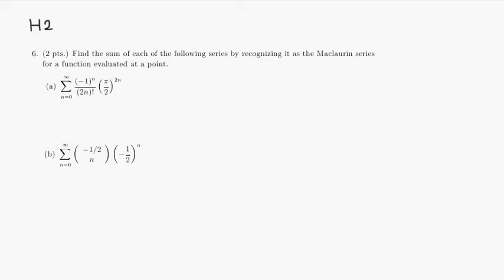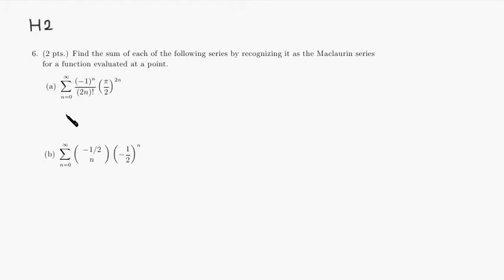Okay, let's look at homework 2, problem number 6. We want to look at this as a Maclaurin series of some known function so that we can evaluate these summations. Let's do that. If you look at it, negative 1 to the n, and you have something to the 2n power over 2n factorial. That looks like a Maclaurin series for cosine.